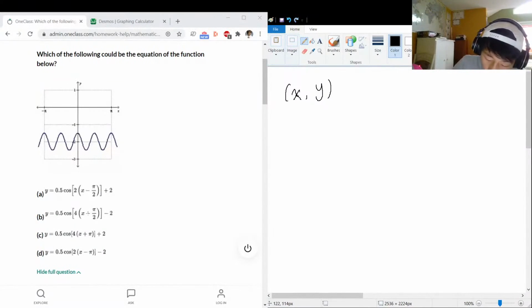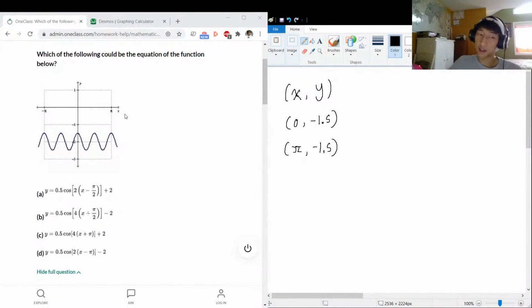One of our points of interest is (0, negative 1.5). Let's find another point of interest. When x is equal to pi, we have y also equal to negative 1.5. Now with these 2 points of interest, we can sub these into the other equations and see who works and who doesn't work.